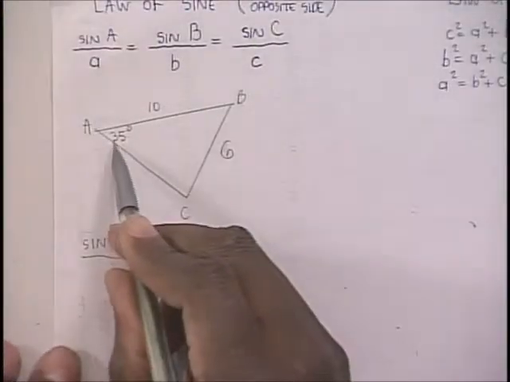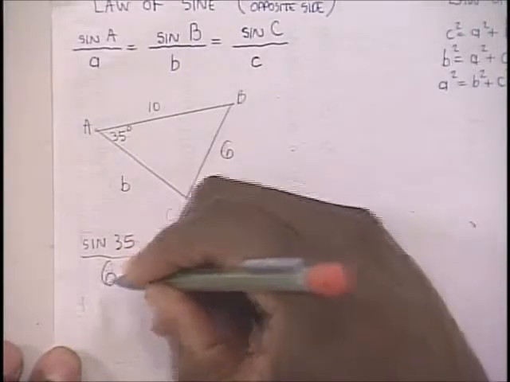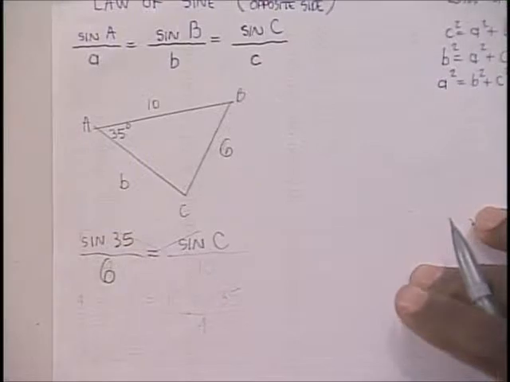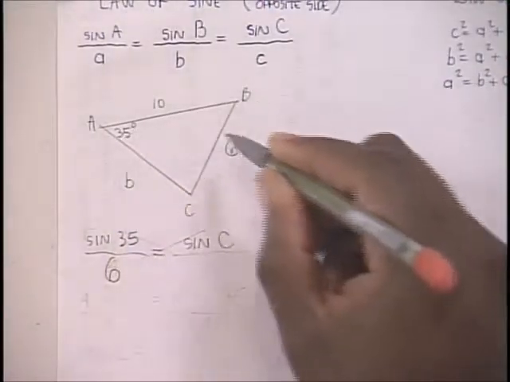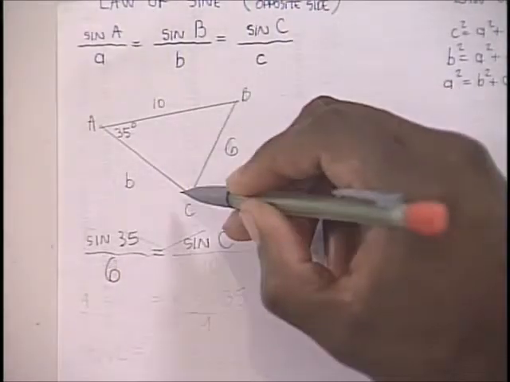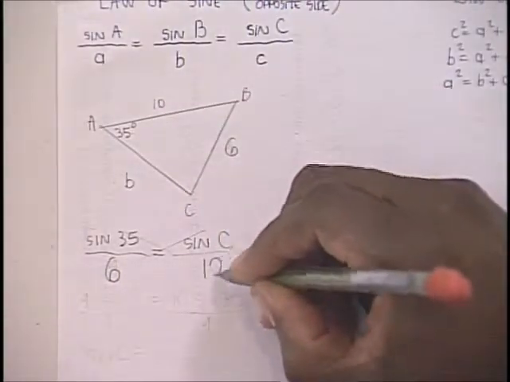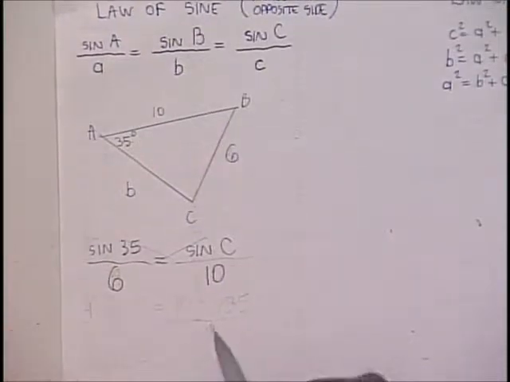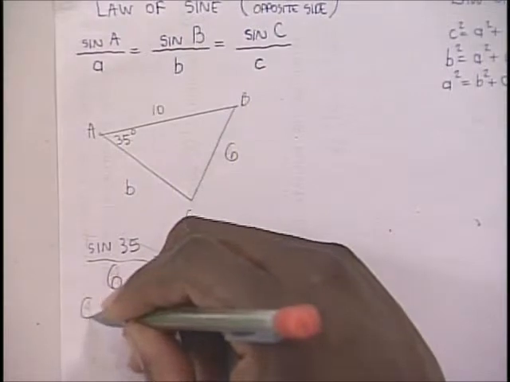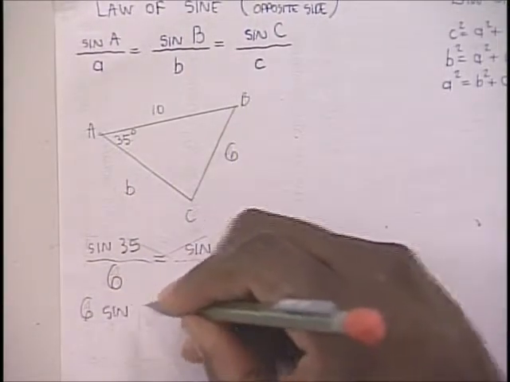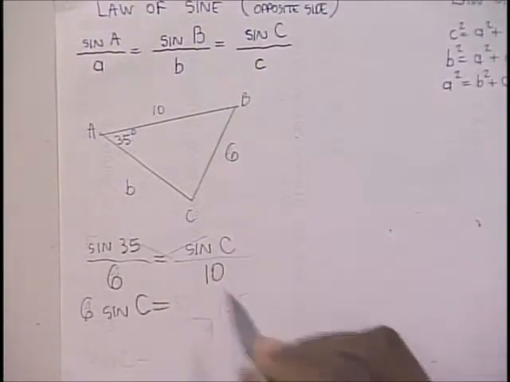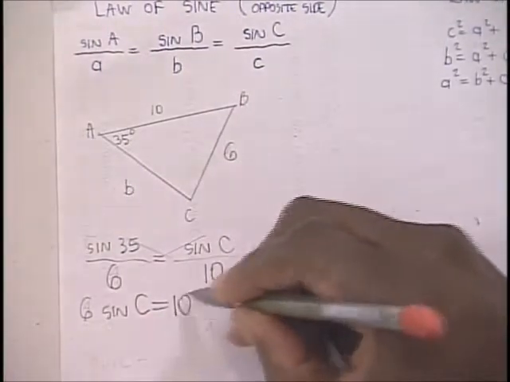All right, so we have the sine of 35 over 6, and then we have the sine of c over 10. Now we're going to cross multiply again. So we have 6 times the sine of c is equal to 10 times the sine of 35.